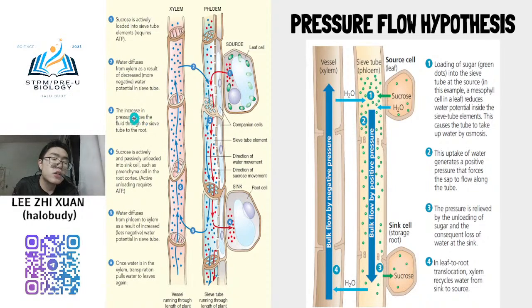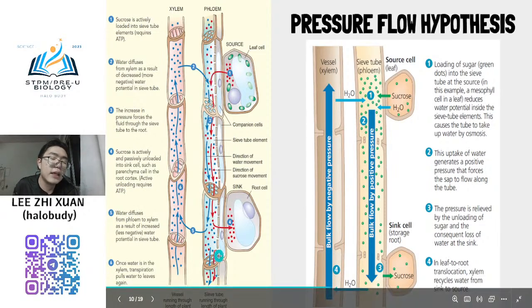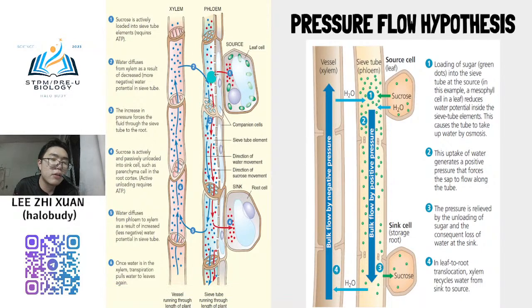Okay, so this one will increase your pressure, forcing the fluid to pass through from the leaf into the root. Because when the water molecule has come into your sieve tube, your water potential value is now very high, and we know that water moves down the concentration gradient by osmosis, so the water molecule will now transport the sucrose molecule down to the sink.